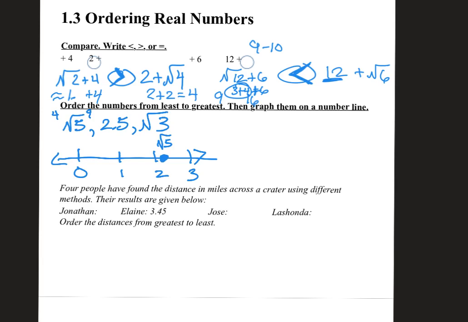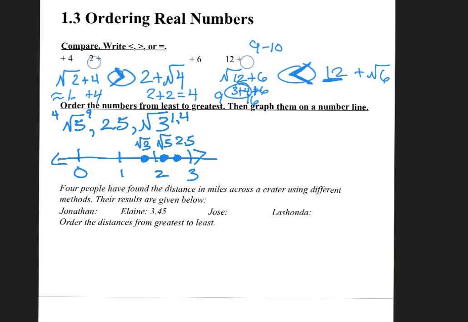Okay? 2.5 is easy because it's just halfway. So here's my 2.5. And then the square root of 3 is going to fall where? Between 1 and 2. Yeah, 1.5. So we'd have 4 and 1 as our perfect squares, right? It's closer to the 4, so it's going to be closer here, right? So there's my square root of 3. We're just kind of estimating, and that's all we have to do to order those.